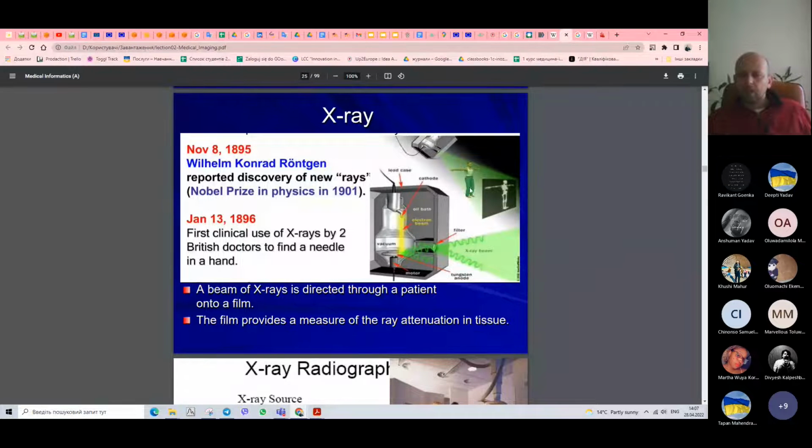In this case, there is a source where X-ray particles leave from a filter and go through the body. As a result, we can find the bone structure and different tissue structures. A film provides a measure of ray attenuation in the tissue.